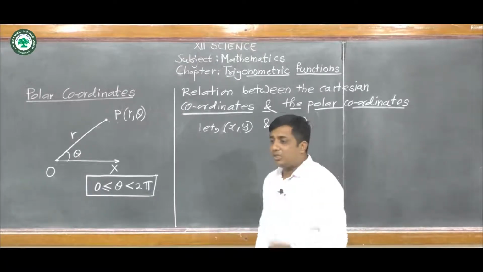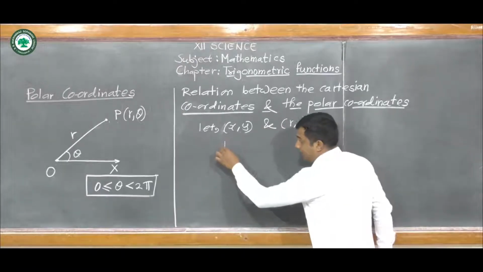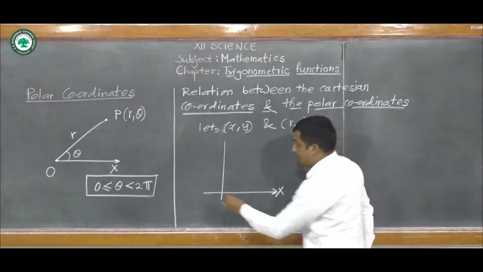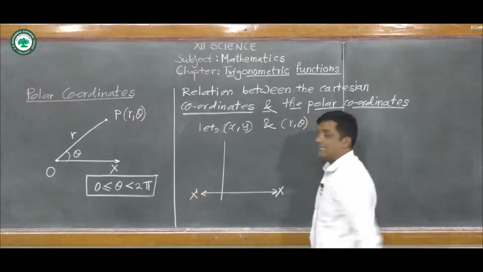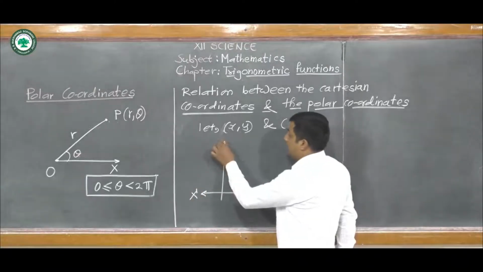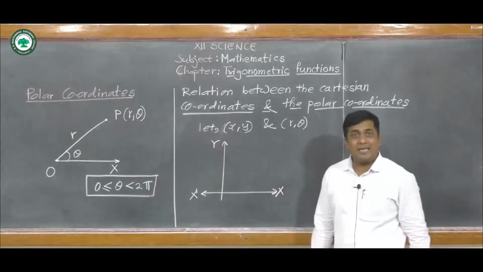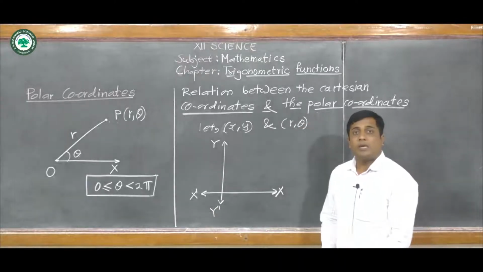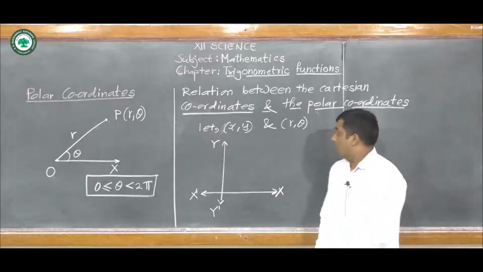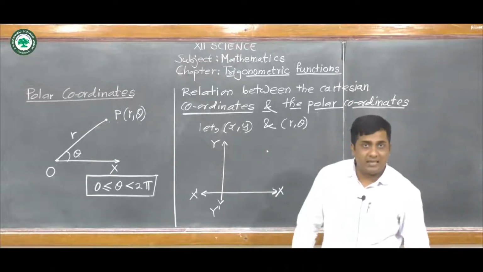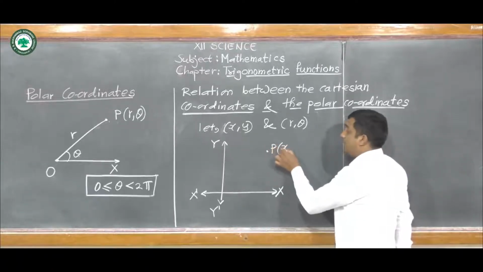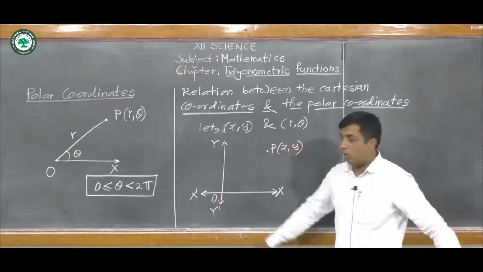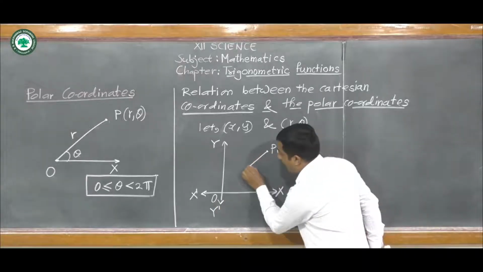Now to define the relation, we consider one figure. Let us consider the coordinate axes. This is our x-axis. This is the negative side of the x-axis, that is X dash. Then we consider here Y. This is our y-axis, and this is the negative side of the y-axis. Then we consider any point. Let P of x, y be the given point. Let's join this O. This is our O, this is our pole. So we join OP.